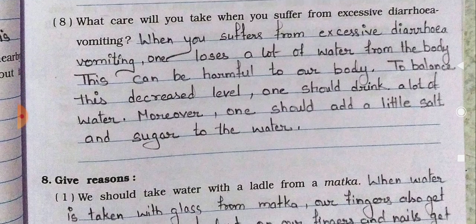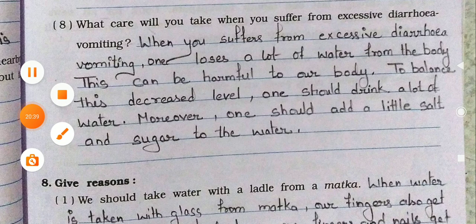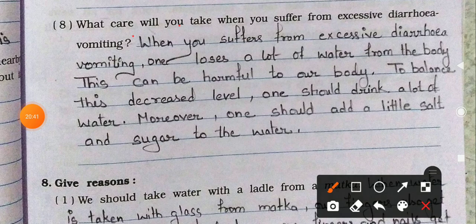Number 8. What care will you take when you suffer from excessive diarrhea and vomiting?